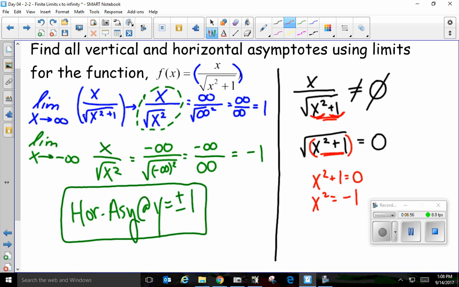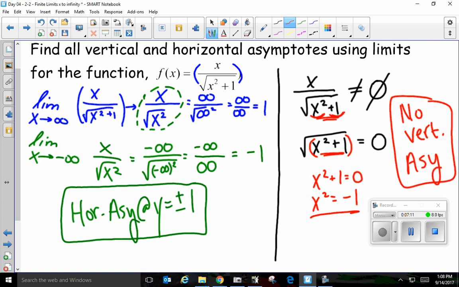Okay. So guess what? There are no vertical asymptotes. How come? Because this can never happen. That can never happen. That's a no-no. Therefore, no here.